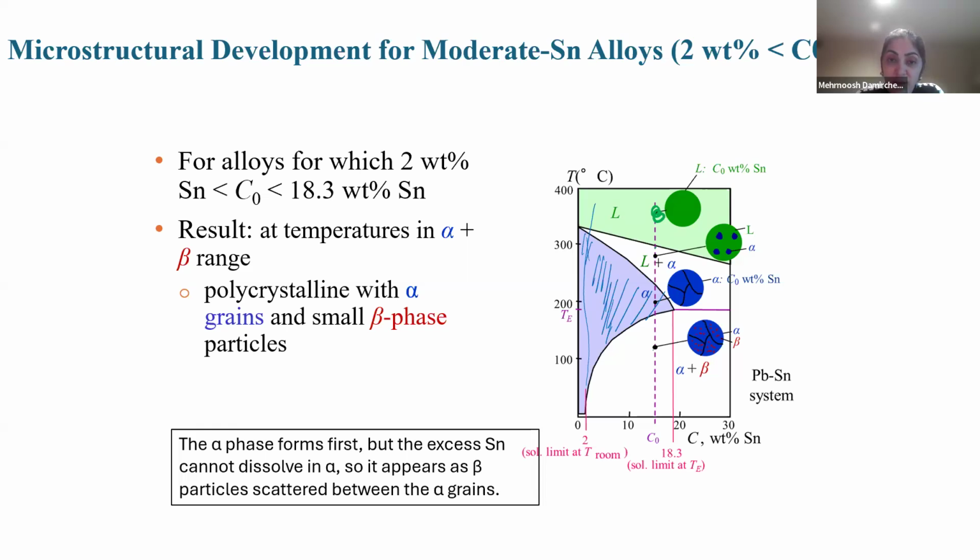This alpha plus beta means we have another particles of the beta that are dispersed in alpha. And here we talk about that hypoeutectic, means before the eutectic point. So we have polycrystallines with alpha grain and small beta phase particles that disperse in them. Understanding this evolution allows precise control over material properties during the cooling process.